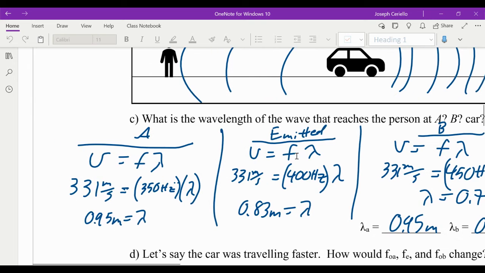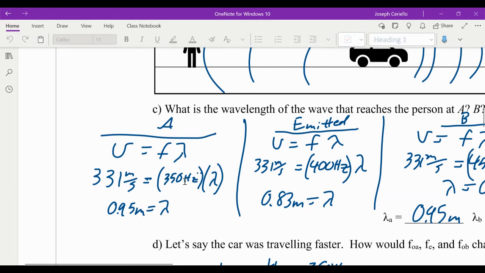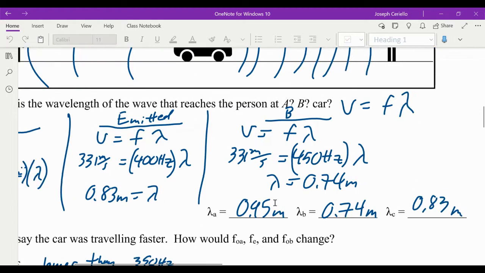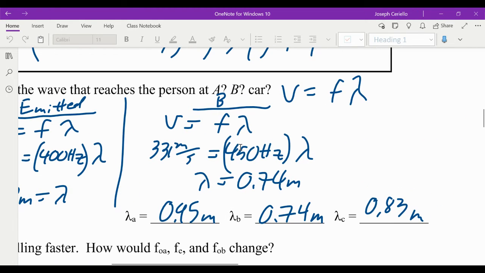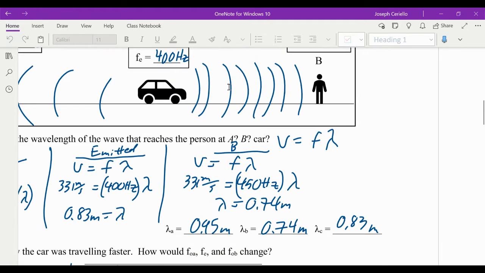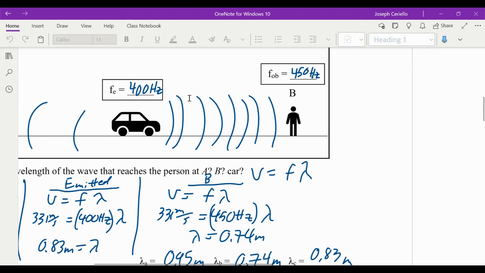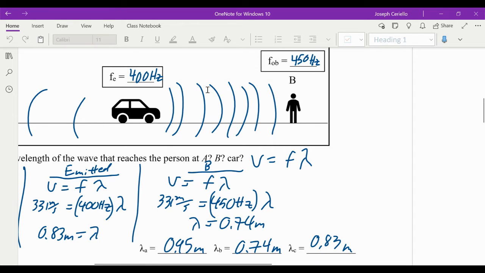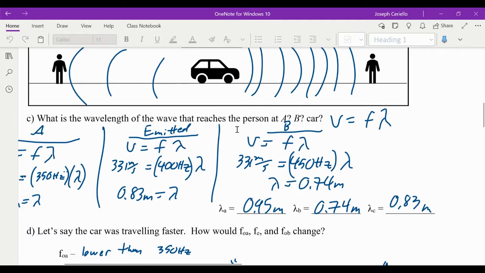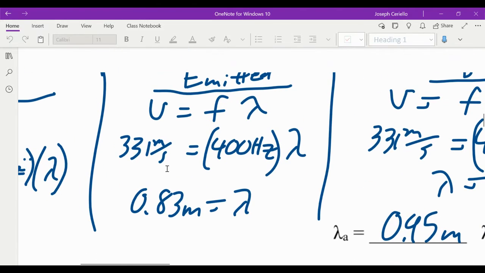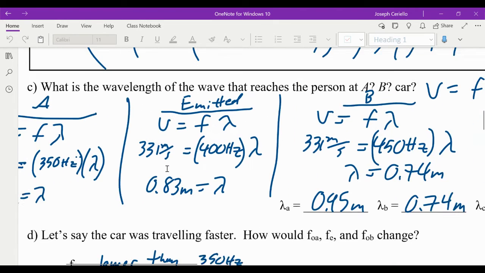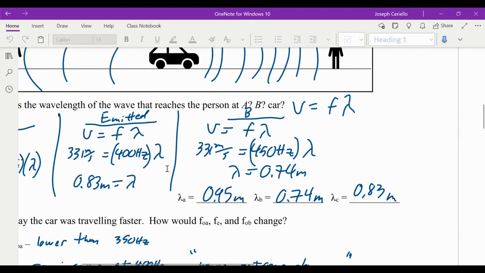So what wavelength reaches person A? Person A hears a frequency of 350 hertz. The speed of sound in air is 331 meters per second. That's a constant, I don't need to give it to you. So the wavelength that comes to them is 0.95 meters. Now let's go to person B. They have a frequency of 450 hertz, so the wavelength reaching them is 0.74 meters. It's shorter, right? We exaggerated that difference a bit, but you get the idea. Person B should be hearing a shorter wavelength because they're hearing a higher frequency. Now the true frequency is 400 hertz, and the wavelength is 0.83 meters. All right, so there are our values.